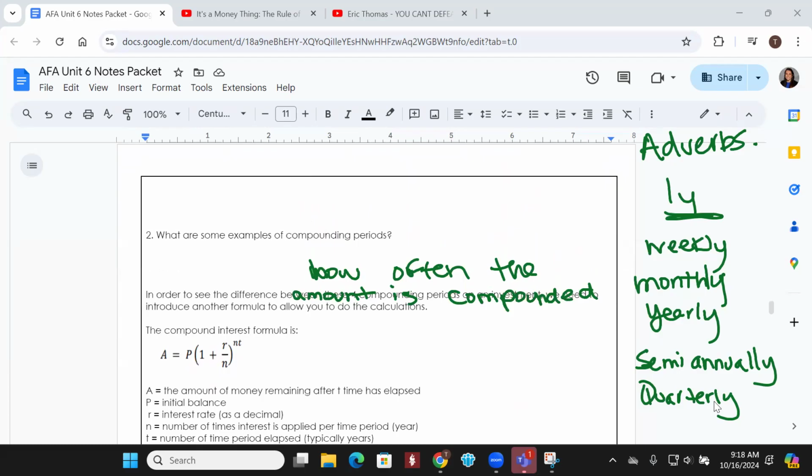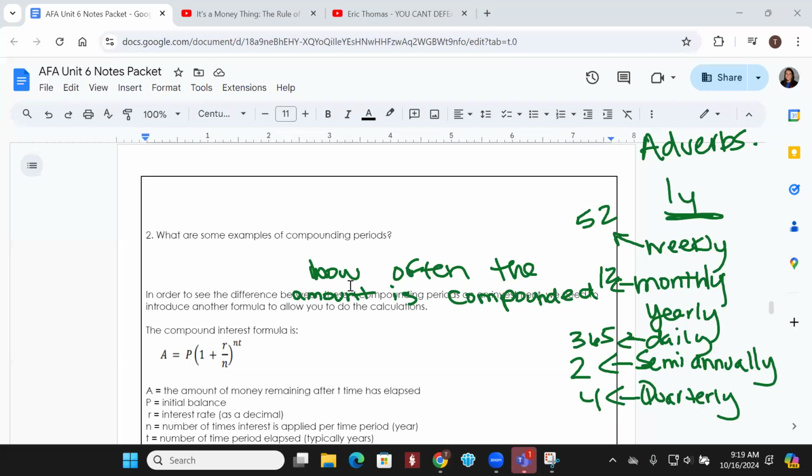Do we remember how many is semi-annually? 2. Quarterly is 4. Monthly is 12. How many weeks are there? And then daily, 365. I'm going to be honest, when you're saving or investing in something, it normally doesn't happen daily. Sometimes it'll happen monthly. That's probably your most frequently used. Weekly is probably not a reasonable thing. That would be awesome, but it does not happen.